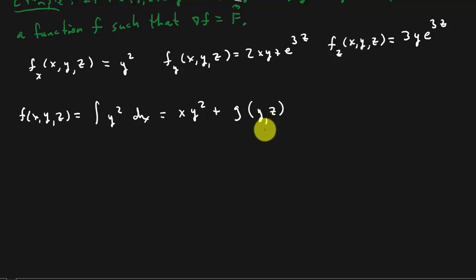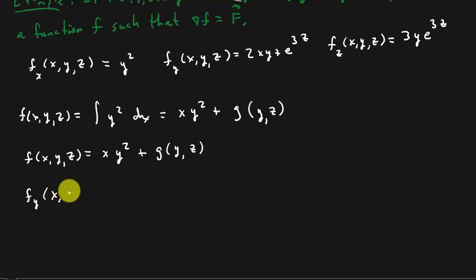Okay, so I've got f of x, y, z is equal to xy squared plus g of y, z. All right. So now what I want to do is take the partial of this with respect to y. So the partial with respect to y is equal to 2xy plus, now how would we write this? Would I just put a prime there? No, because this is a function and this is two variables. So I'm taking the partial of g with respect to y. Okay? All right. Now, notice how I have the partial of f with respect to y, and I have this partial of f with respect to y.